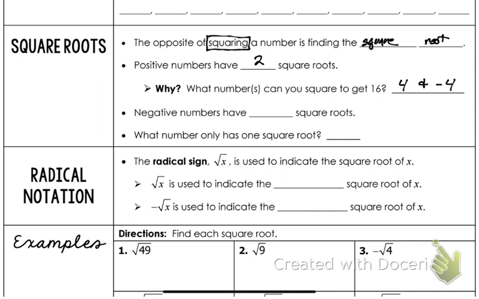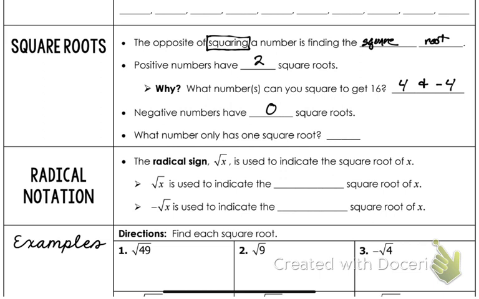Negative numbers have 0 square roots. You cannot take the square root of a negative number. So if I ask you the square root of -4, you say I can't do it, because there's no number multiplied by itself that will give you a negative number. -4 times -4 equals a positive 16. I can't take the square root of -16.